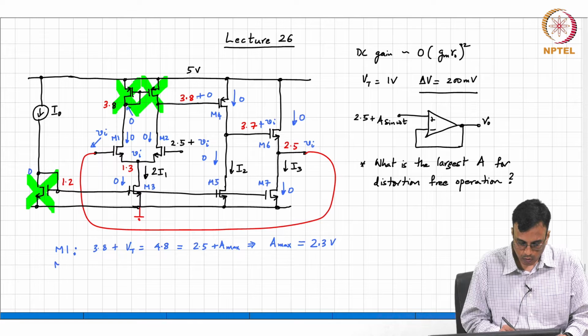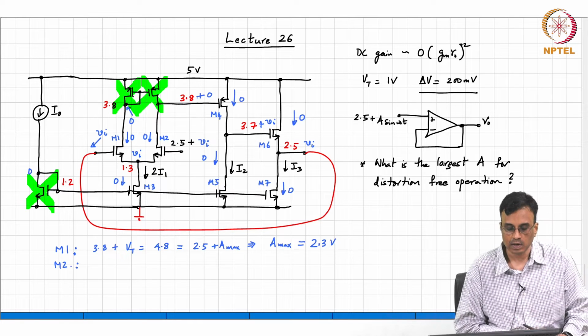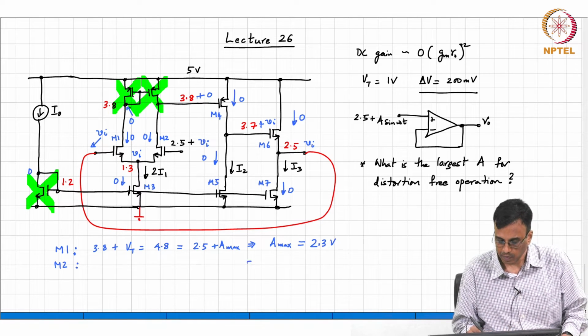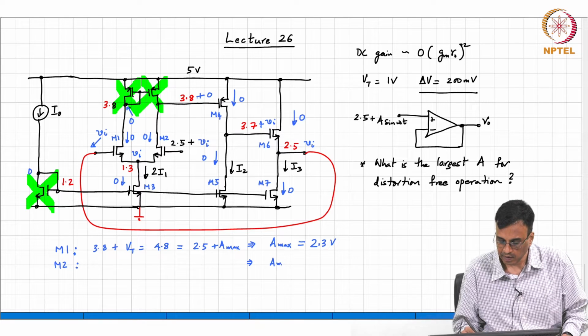What about M2? Well, M2 is the same, A max is 2.3 volts.